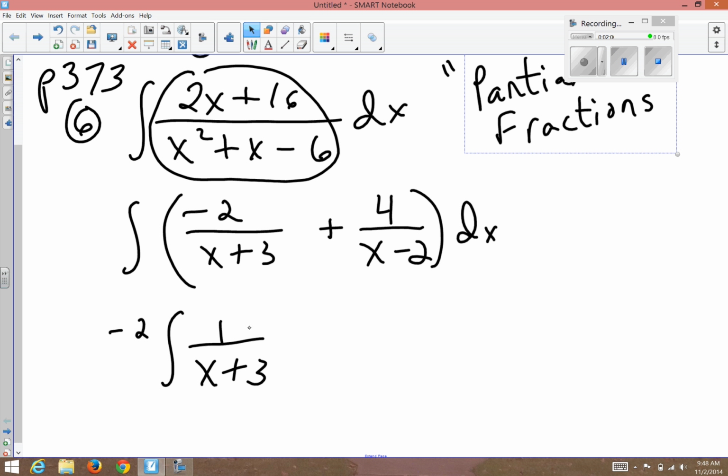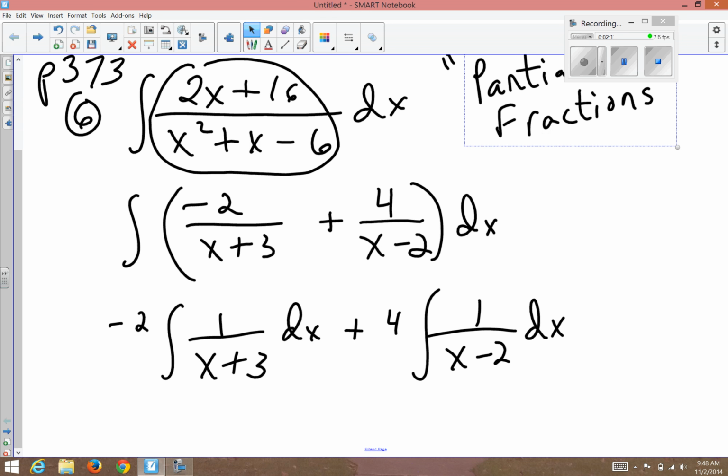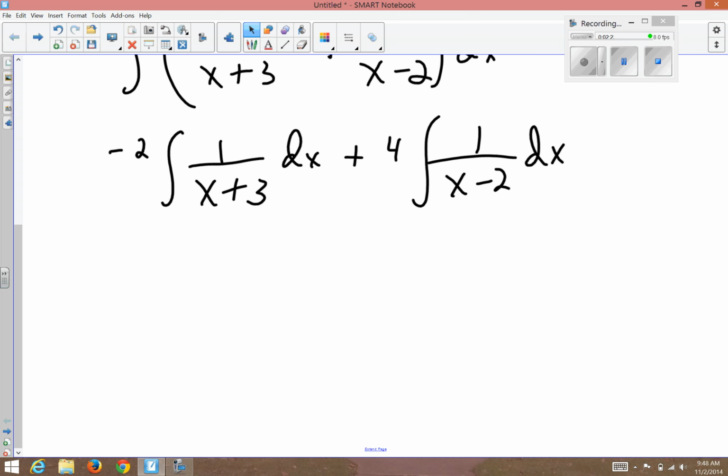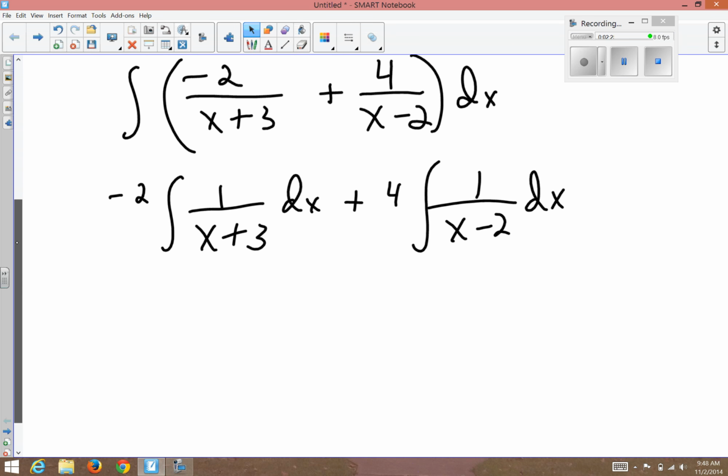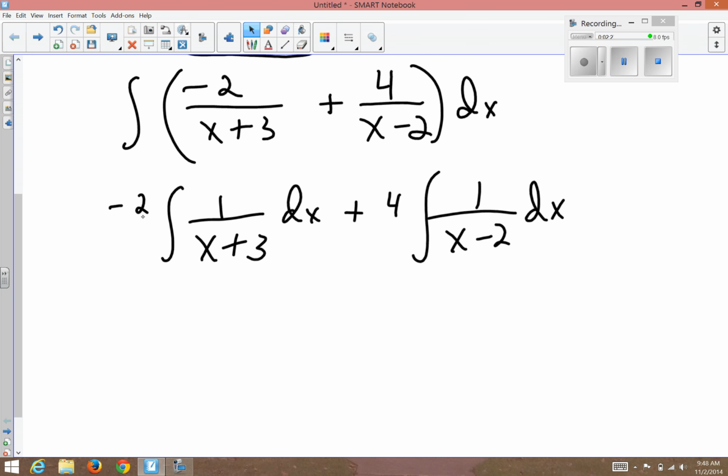Negative 2 integral 1 over x plus 3 dx plus 4 integral 1 over x minus 2 dx. So this first term is negative 2 times 1 over x plus 3, which is the first fraction here. The second is positive 4 times 1 over x minus 2. That's the second fraction.